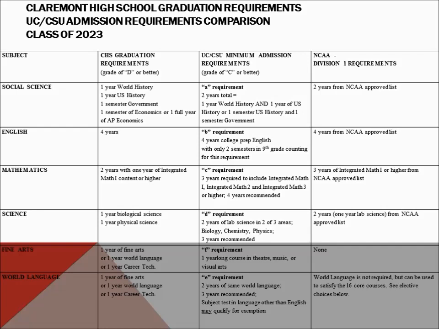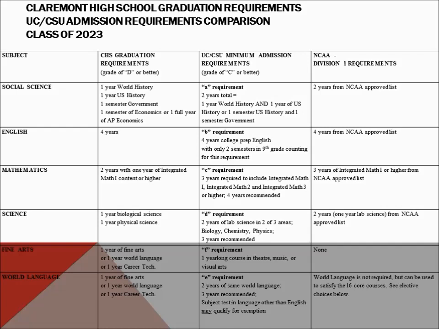So we'll walk through each of the grad requirements, and you'll notice too that alongside the CHS grad requirement, the center column refers to those UC CSU minimum admission requirements. Those are basically the requirements of four-year colleges. Earning a C or better in each of these subject areas in the amounts that is indicated will keep students on track for meeting the requirements for most four-year colleges.